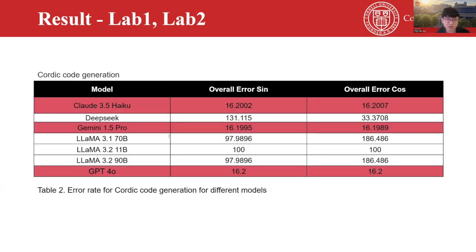So this table shows the overall error rate for sine and cosine functions generated by different models for the CORDIC algorithm. As you can see, GPT-4o, Gemini Pro, and also Claude 3.5 Haiku had the lowest error rates, indicating their superior performance. To our surprise, Llama's performance is very low compared to the data size it had.